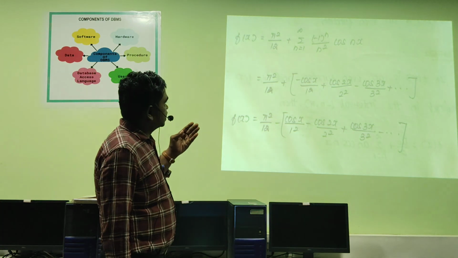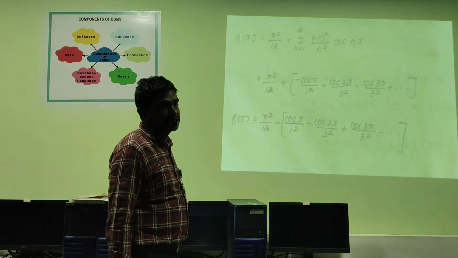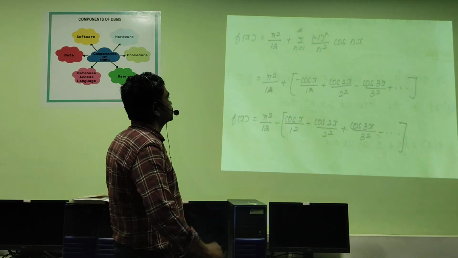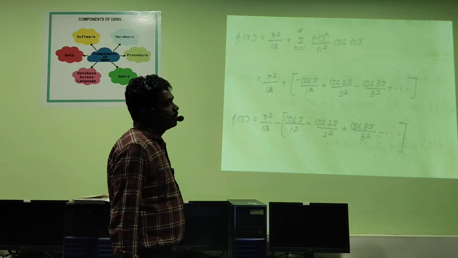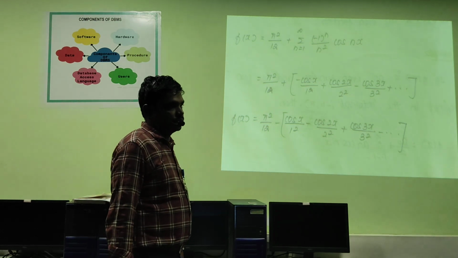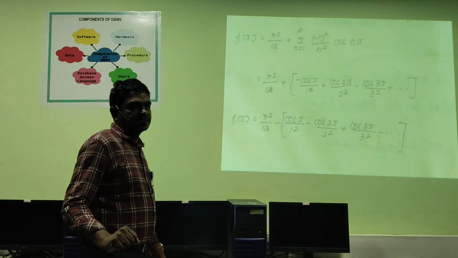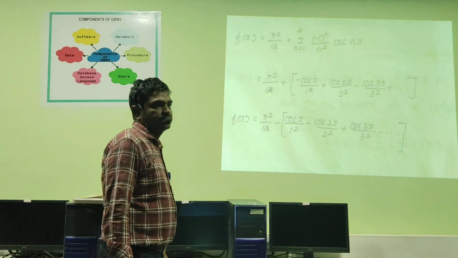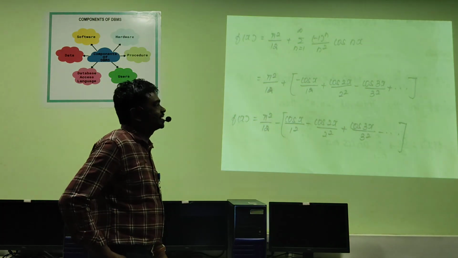Next, we can apply the values of a0 and an in the Fourier series. F of x equal to pi square by 12 plus summation n equal to 1 to infinity minus 1 power n by n square cos nx.